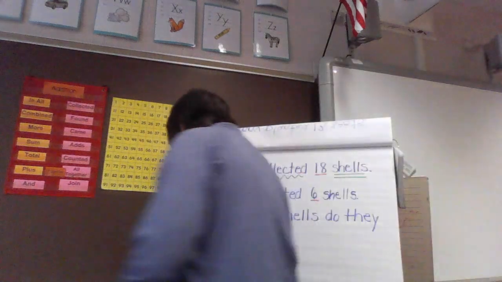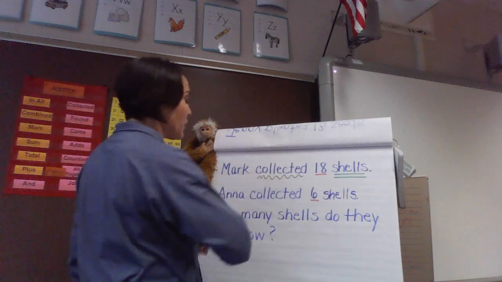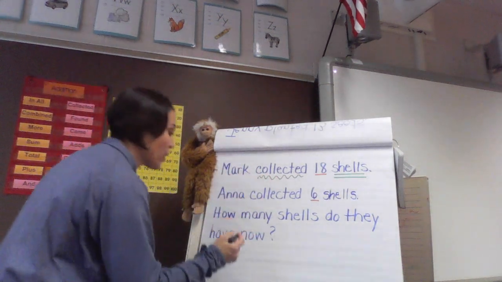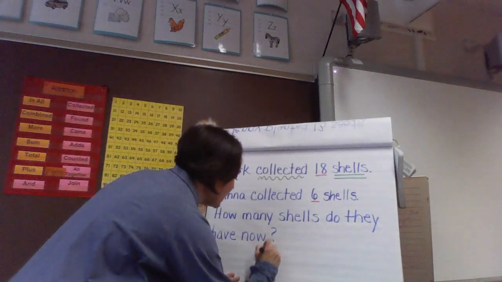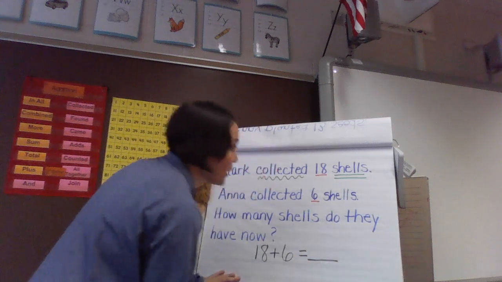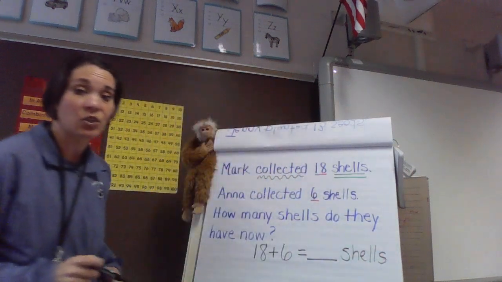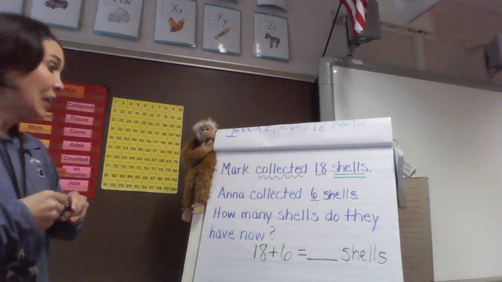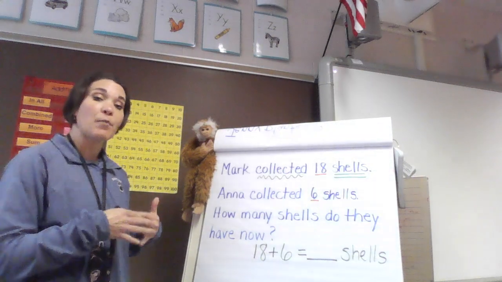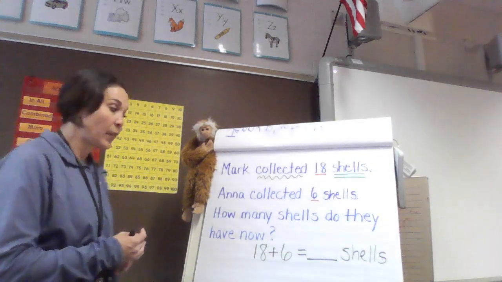So now I'm going to go ahead and I'm going to make that number sentence. Since collected is going to be addition, I'm going to be making that addition number sentence. So here we go. We have 18 plus 6 equals blank. And I'm going to put shells at the end because that is going to be our label. So let's go through the motions on things that we've done before and making sure that we're all going to come to the same sum or the same answer.